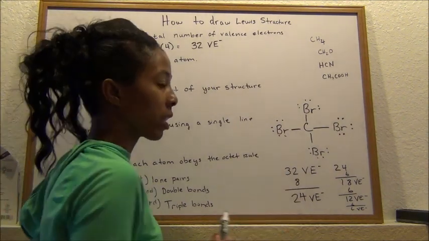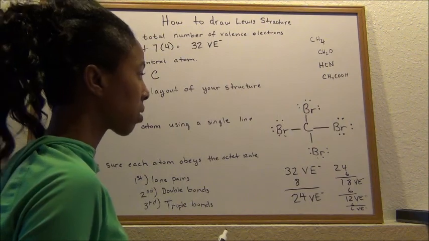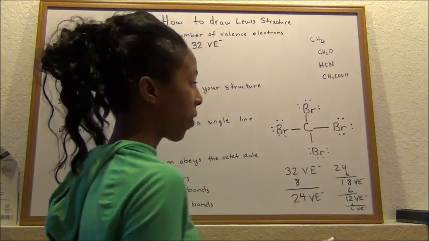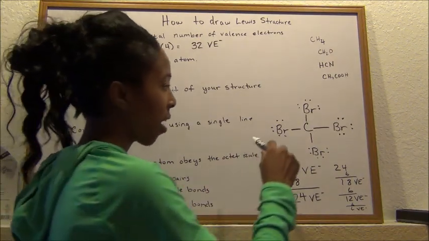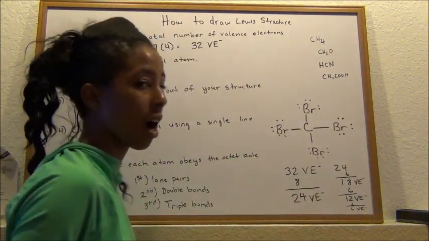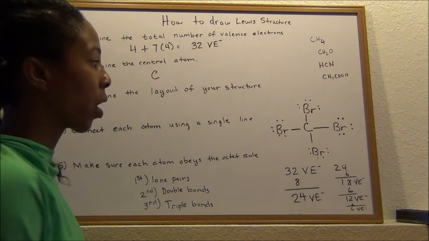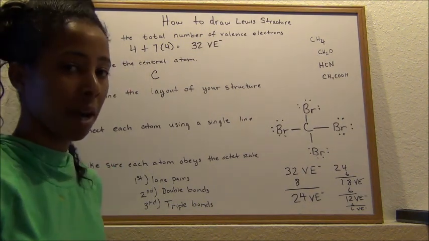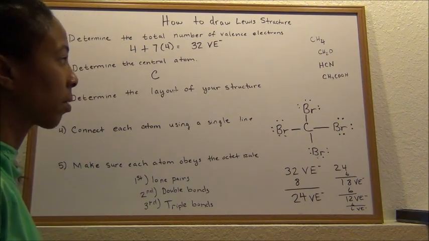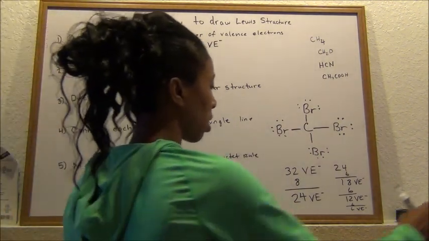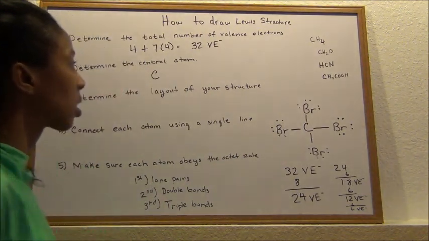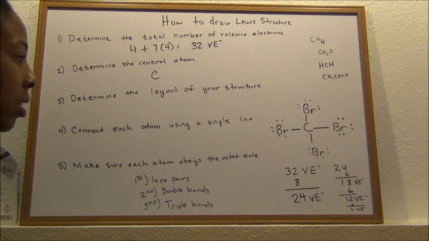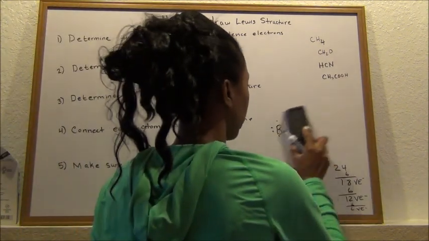So now since I'm left with 0 electrons, I don't have any more that I can use. However, everything obeys the octet rule. So therefore, this is my Lewis structure for carbon tetrabromide. All right, so we have 2 off of our list that's done. Let's go in and look at another one.